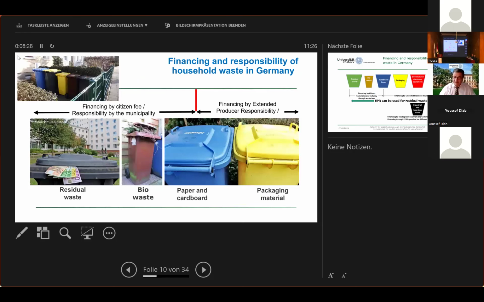Financing. Who pays for waste management? You see here, we have several bins, but the financing is difficult. Residual waste and bio-waste are paid by the citizens. Cardboard is paid by extended producer responsibility. Packaging is paid by the extended producer. My recommendation, since we work a lot in the region for Syria: think about such a system, extended producer responsibility. Then we can have some money to support waste management in Syria.